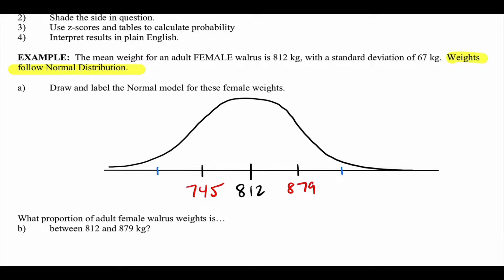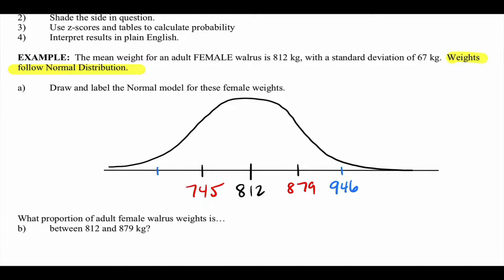So you can either multiply 67 times 2 and add it to 812, or you can just add another 67 to 879. It's the same thing. Okay? So what do you get when you do that? 946. Okay. And then again, you can do the same thing.